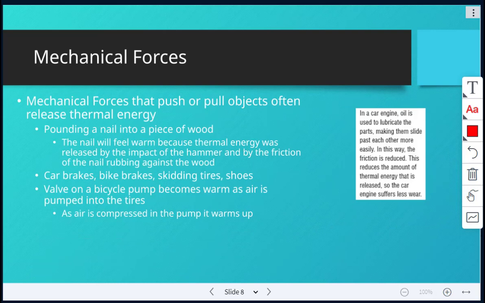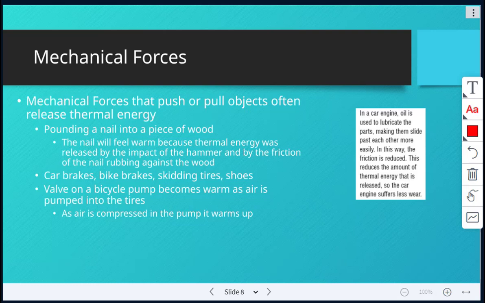Okay, so next we'll talk about mechanical forces. These are forces that push or pull objects, and they're going to release thermal energy in that process. For example, if you pound a nail into a piece of wood, the nail will start to feel warmer because thermal energy was released by the impact of the hammer and by the friction of the nail rubbing against the wood. Other examples are car brakes, bike brakes, skidding tires, your shoes.